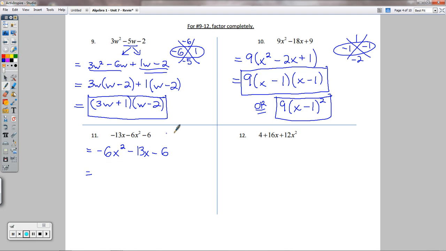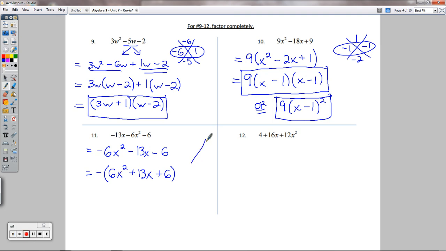We don't want to deal with a negative when we're trying to do grouping and things like that. So we're going to take that negative out, and then we would say negative, and then in parentheses 6x squared. We take the negatives out. It's going to change all of them to positive in this case. There's nothing else we can factor out except a negative.